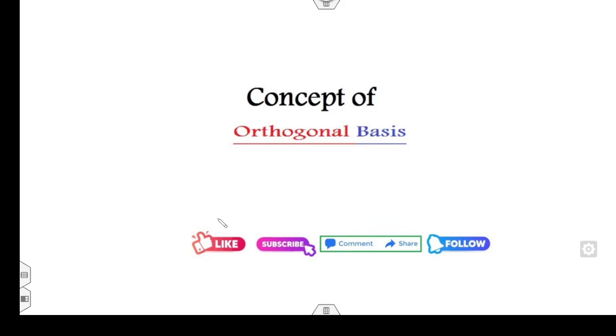Now, what is the concept of the orthogonal basis and what is the concept of the orthonormal basis? We will see the concept of both orthonormal and orthogonal basis in this lecture.